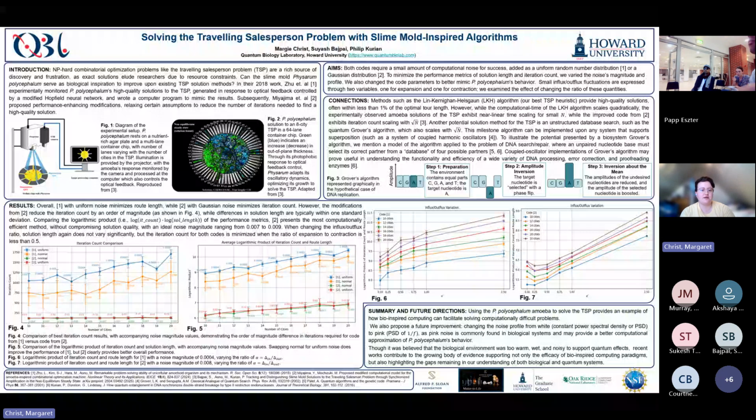And so when we compare the logarithmic product of our two success metrics, we see that the updated code with the normal noise profile presents the most computationally efficient method without compromising solution quality.